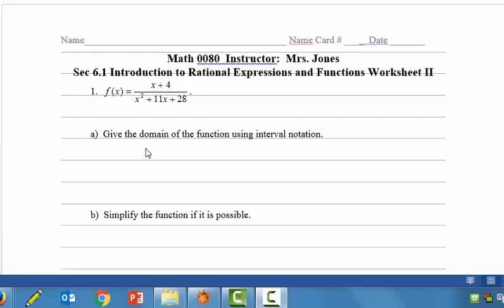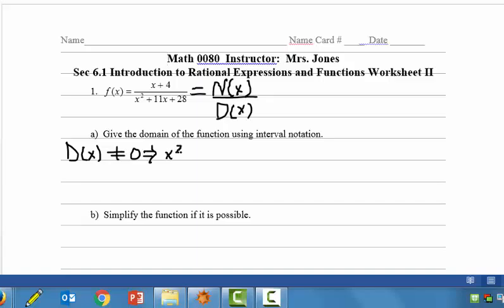Okay, let's take a look at finding the domain of this rational function, x plus 4 over x squared plus 11x plus 28. Any rational function has a numerator polynomial over a denominator polynomial. We'll call the numerator polynomial n of x and the denominator polynomial d of x. So the domain is determined by the denominator polynomial, which cannot be 0.